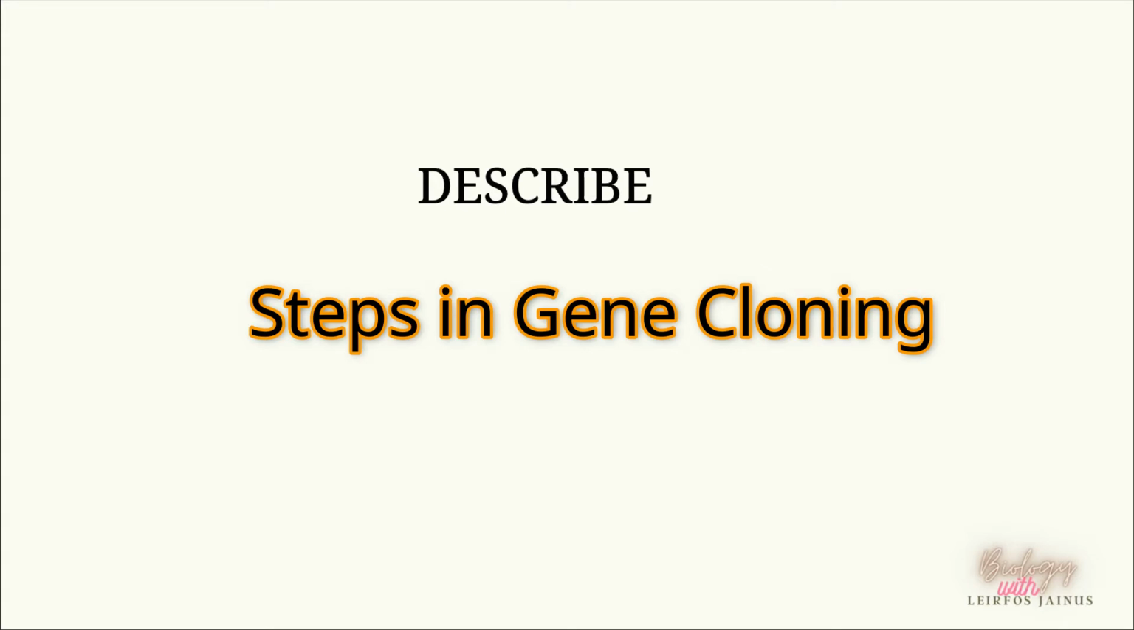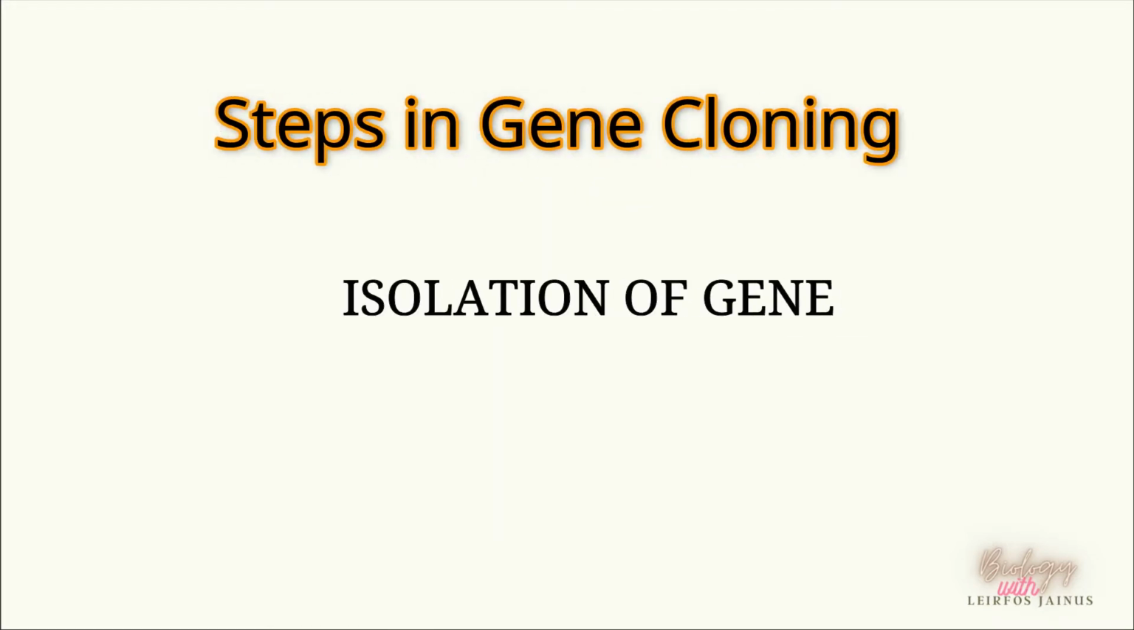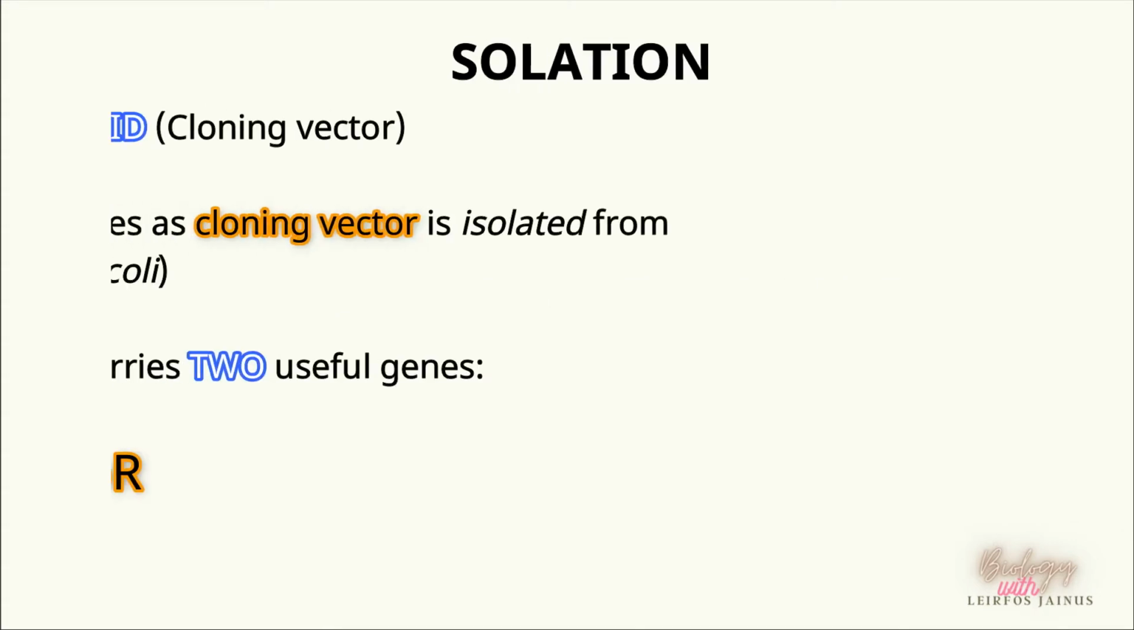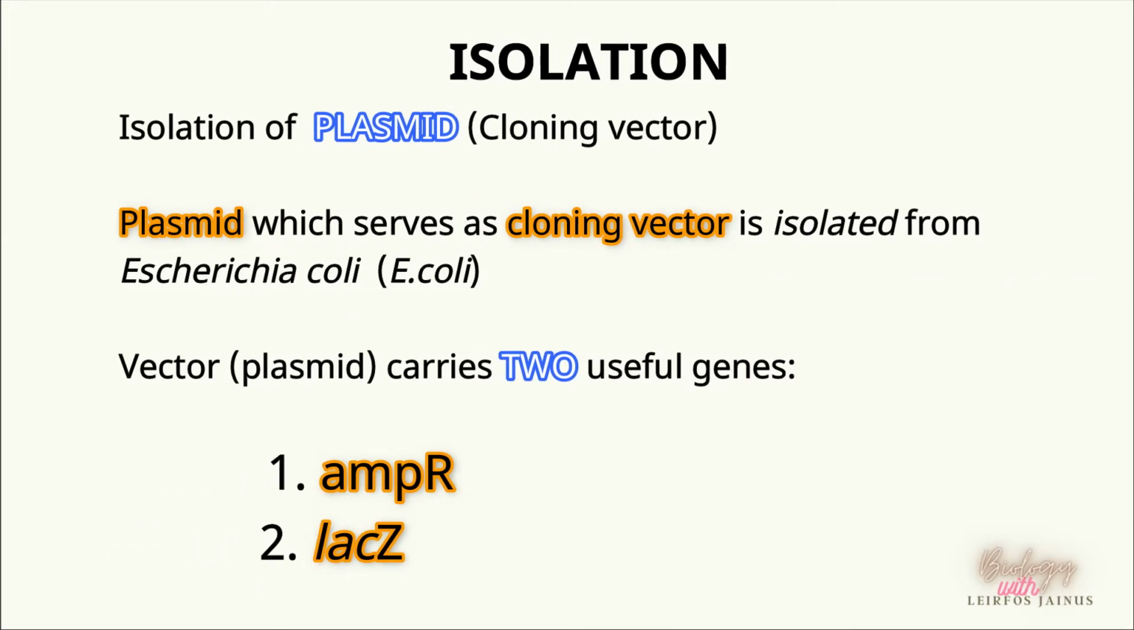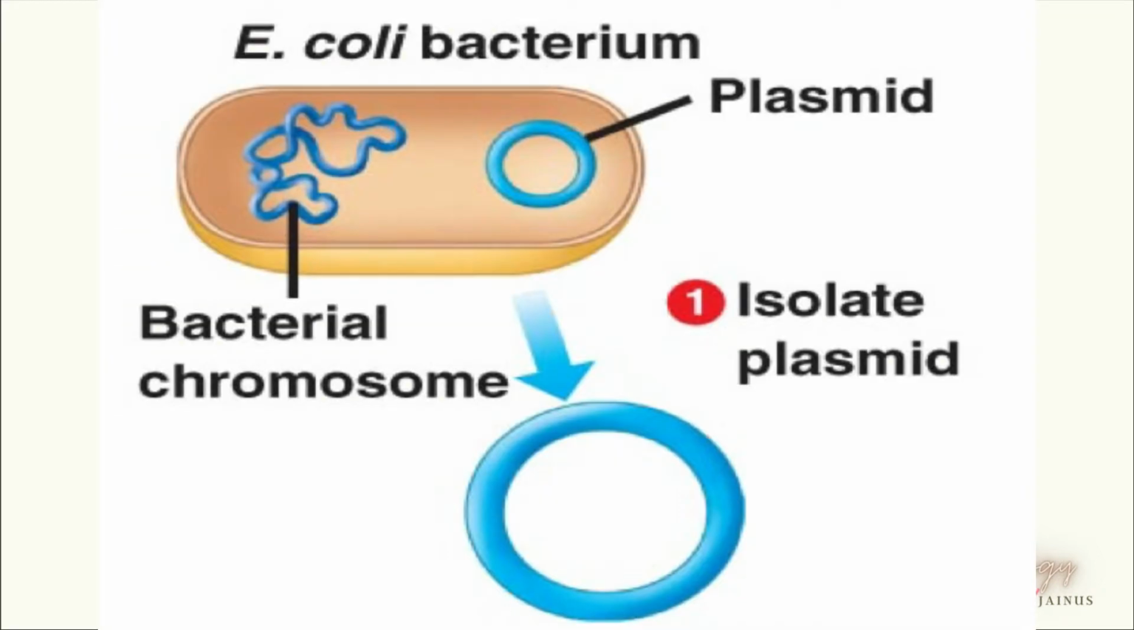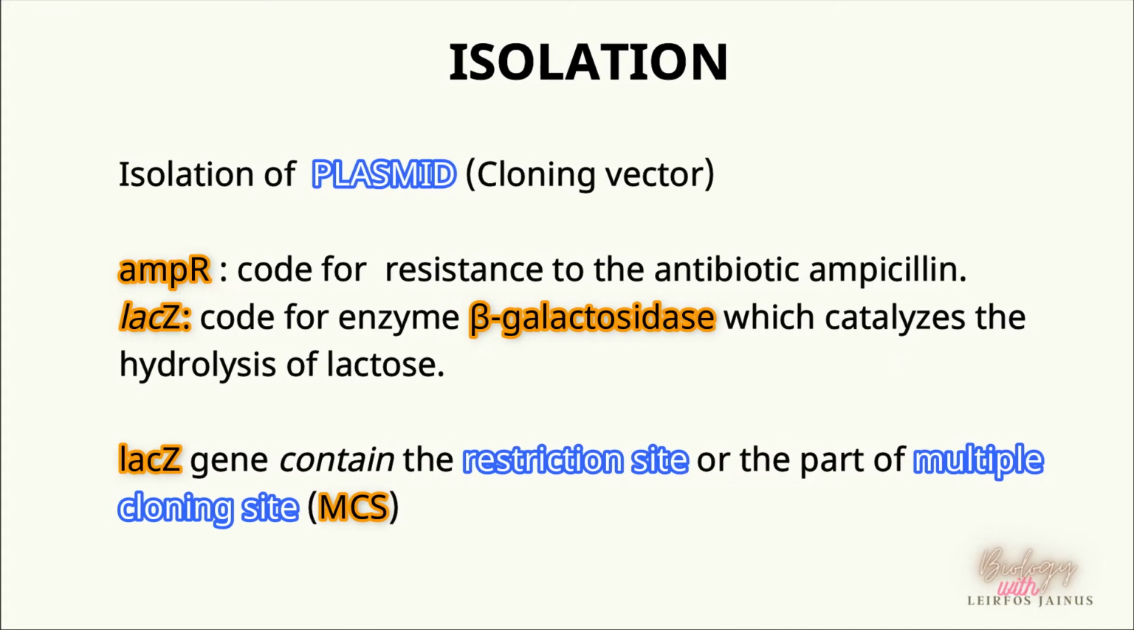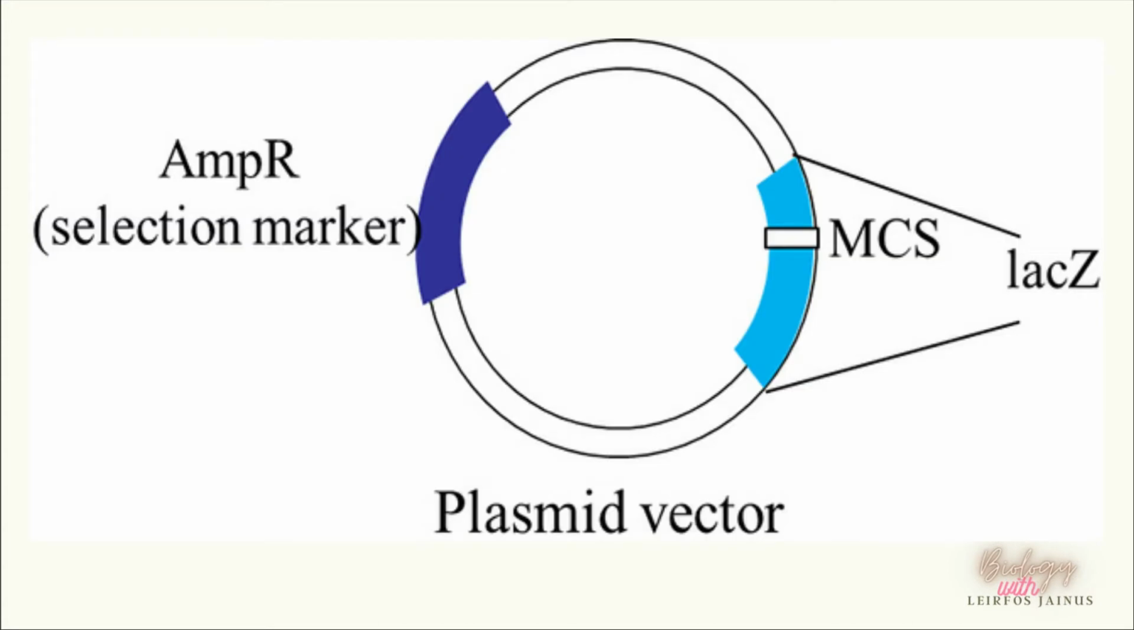The first step in gene cloning is isolation of gene. In isolation of gene, we will isolate the plasmid that will serve as a cloning vector from the bacteria E. coli. The plasmid will carry two useful genes, ampR and lacZ. The plasmid is a small circular DNA extracted from E. coli, contain two useful genes, the ampR that will code for the ampicillin resistant gene and lacZ gene that will code for enzyme beta-galactosidase. Besides, the lacZ gene contain restriction site that will be the part of the multiple cloning site.